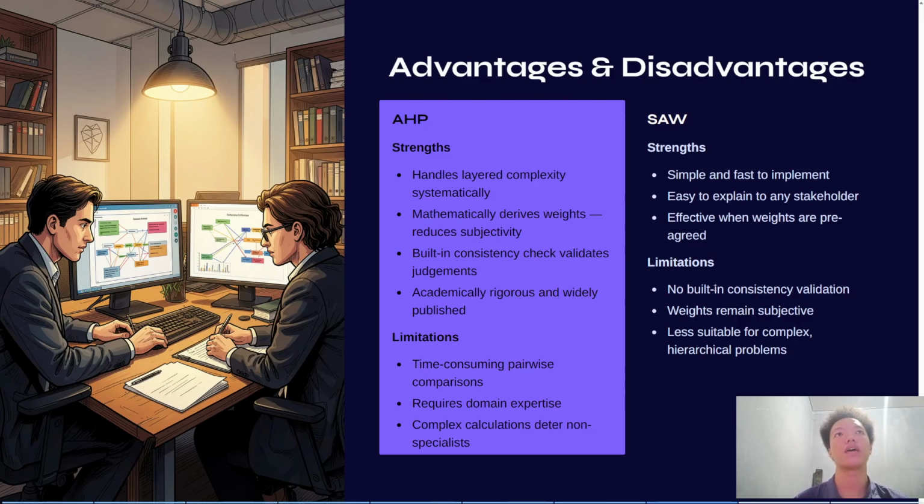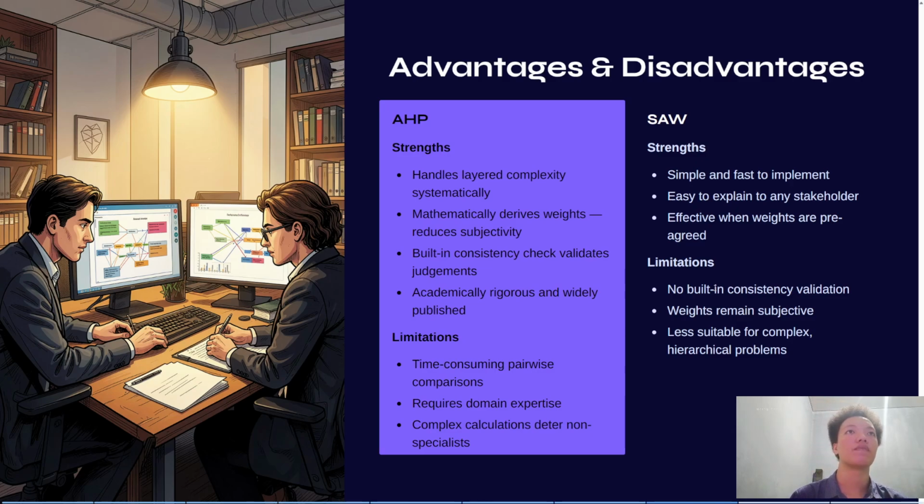The advantages and disadvantages of AHP and SAW. AHP has strengths: it handles layered complexity systematically, mathematically derives weights, reduces subjectivity, has a built-in consistency check that validates judgments, and is academically rigorous and widely published. But the limitations are time-consuming pairwise comparison, required domain expertise, and complex calculations that are non-specialist friendly.